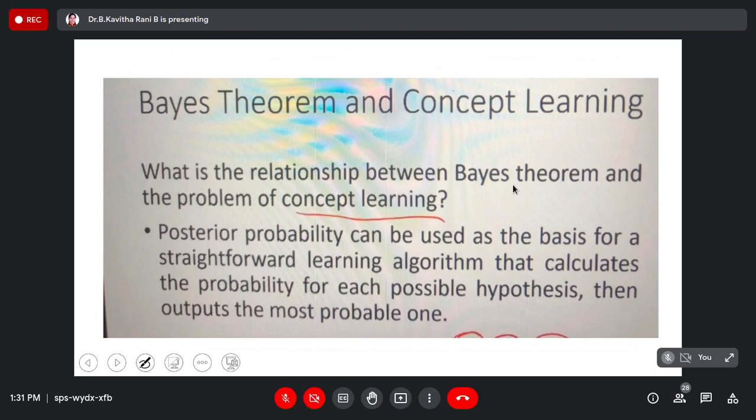If you see here, in the previous classes we have discussed concept learning. So what is concept learning? Concept learning means making the machine learn about some concepts by providing some data or training examples so that it can generalize well on unseen data. So that is nothing but concept learning.